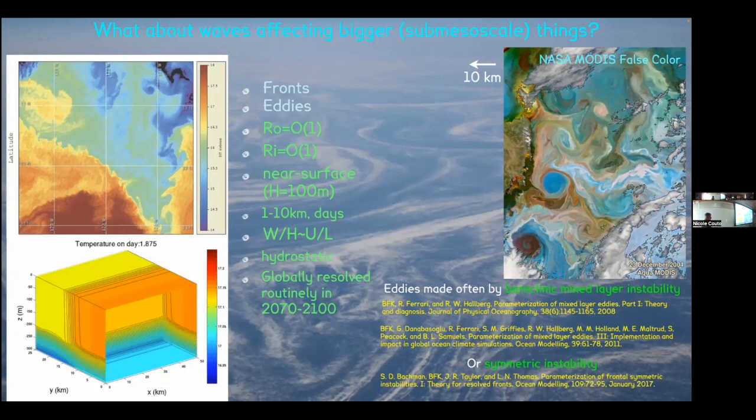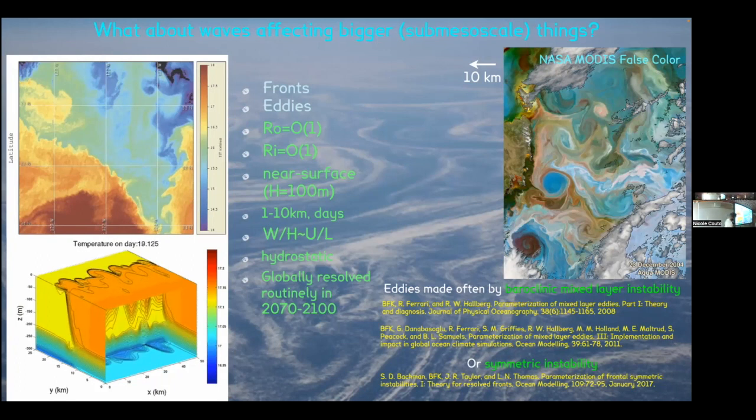Another problem that I had worked on, and we were working on around the time that Sean was in my group, was the submesoscale. So the submesoscale is bigger than a Langmuir cell, so it's 10 kilometers or so. This is a picture of sea surface temperature. And these big eddies are mesoscale eddies, but these little wiggles along the fronts are submesoscale.